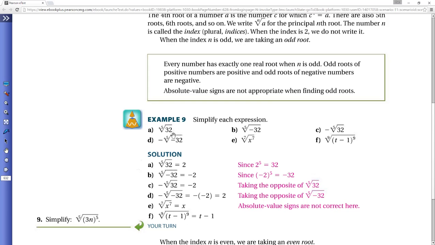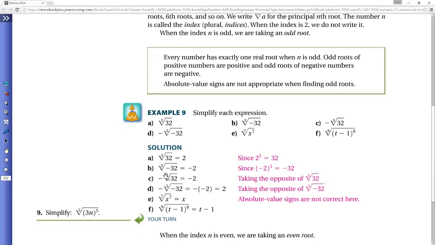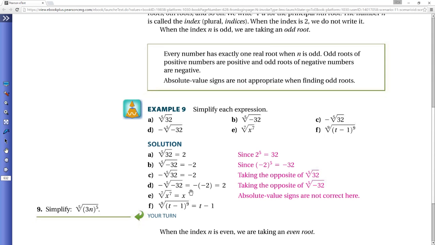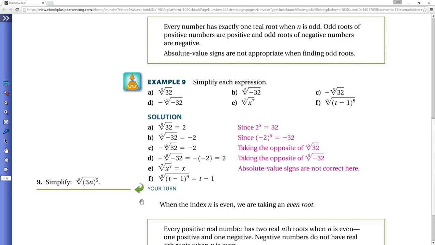So here we're looking for the fifth root of 32, which is 2, because 2 to the fifth power is equal to 32. Example B is the fifth root of -32, which is -2, because -2 to the fifth power equals -32. These first four examples are just dealing with different negatives in different places, so make sure you follow order of operations.